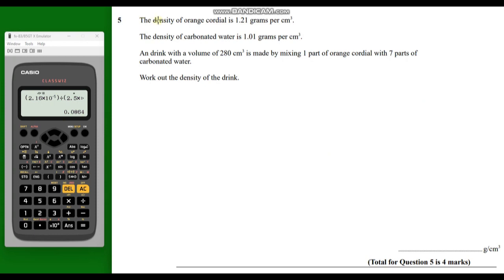Question 5. The density of orange cordial is 1.21 grams per centimetre cubed. The density of carbonated water is 1.01 grams per centimetre cubed. A drink, that should say a drink, I think, not an drink, with a volume of 280 centimetres cubed is made by mixing 1 part of orange cordial with 7 parts of carbonated water. Work out the density of the drink.